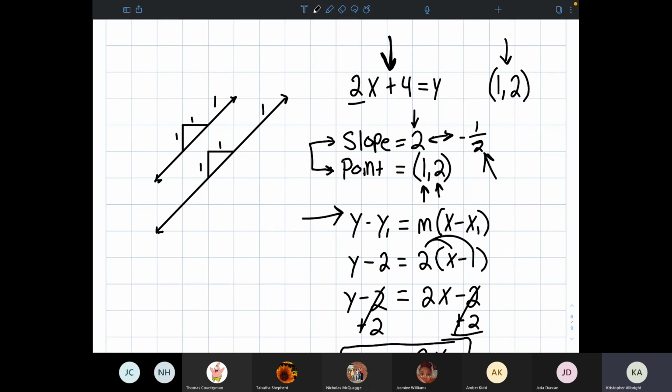Does this make sense? Yes? Awesome. So I think those are the important points on equations of lines. If you do need extra help, there is the other video that I recorded on this when we went over it the first time that you can reference.